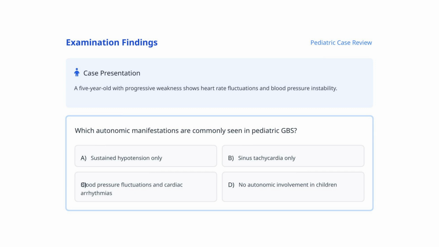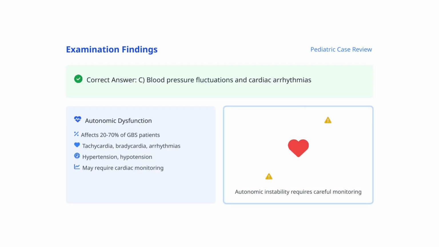In this case, we have a 5-year-old with progressive weakness who shows heart rate fluctuations and blood pressure instability. Which autonomic manifestations are commonly seen in pediatric Guillain-Barré syndrome? Is it A, sustained hypotension only, B, sinus tachycardia only, C, blood pressure fluctuations and cardiac arrhythmias, or D, no autonomic involvement in children? The correct answer is C, blood pressure fluctuations and cardiac arrhythmias.